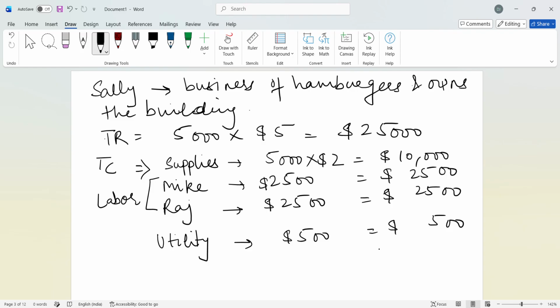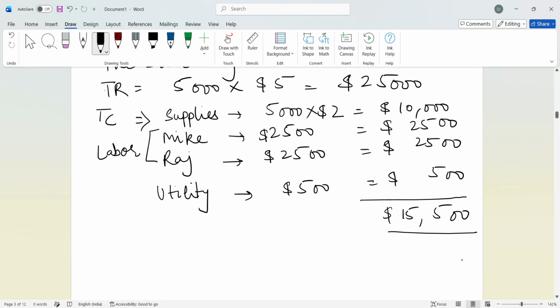And then it says that Sally works full time and keeps the accounting profits for herself. What is the accounting profit of the business? So let's calculate the accounting profit. Given this, first, that's your TR, your total revenue. Let's calculate the total cost. If you calculate, that comes out to be $15,500.